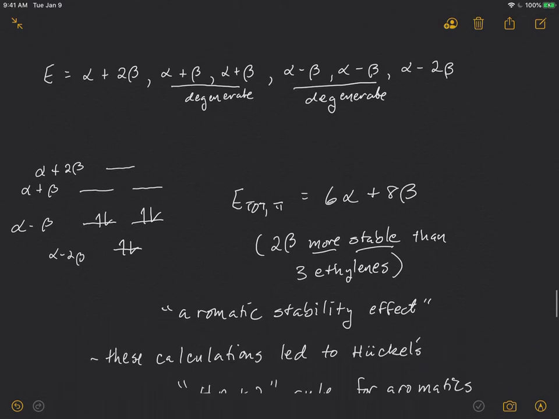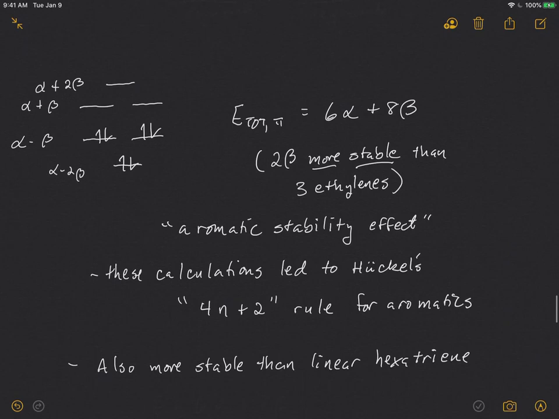In fact, we can also compare to, and this observation of this additional stabilization for benzene is what led to Huckel's development of this model, led to Huckel's 4n plus 2 rule for aromatic molecules, that there's an additional stability for these kinds of molecules.